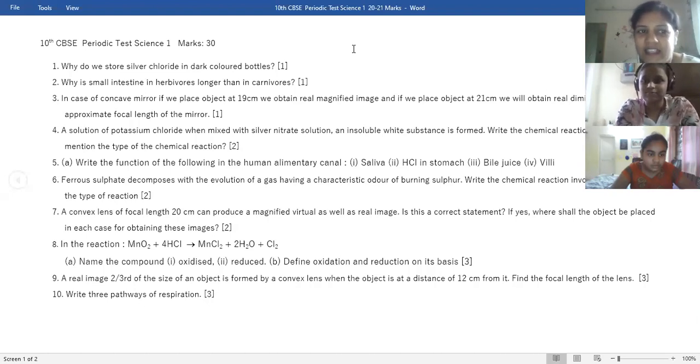It is 19 centimeter. When we place approximate, they have asked, not the exact one. So we are considering whole numbers. So 19 centimeter, that means when we place the object between C and F, we will get the magnified image. And when we place any object beyond C, we will get the diminished image. So 19 centimeter is less than C and 21 centimeter is beyond C. The whole number distance between them is 20, we can consider.